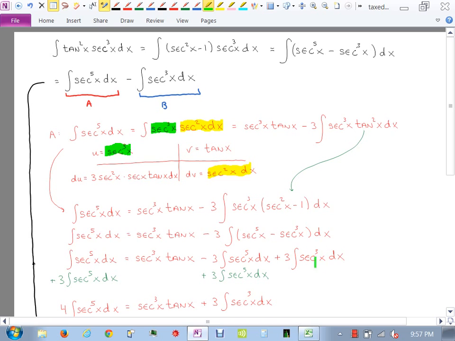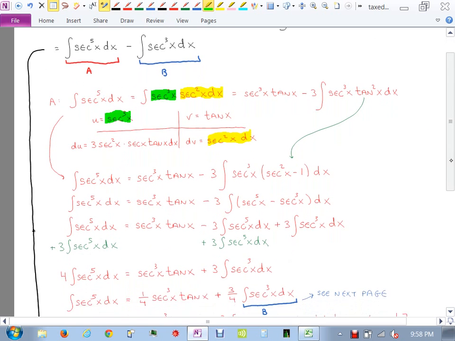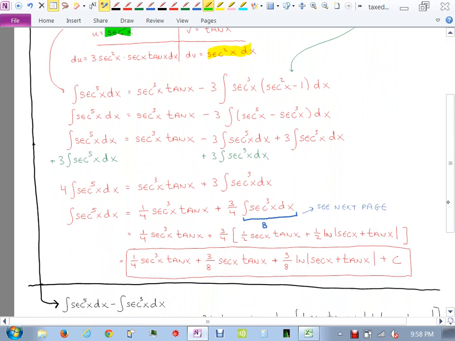There's my other integral. And I notice that now I have negative 3 of these secant to the fifths, and that's identical to what I have on the left side. So I add the 3 secant to the fifth x integrals to both sides. That will give me 4 of them on the left side, and it's gone away on the right side. So what I'm left with is the secant cubed x tangent x here, and then I'm left with this 3 times integral secant cubed x dx.